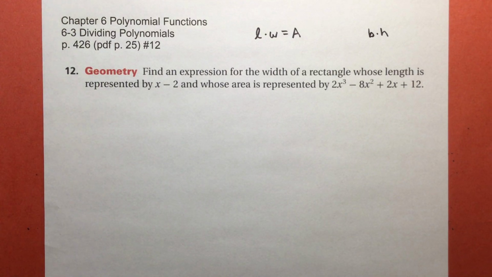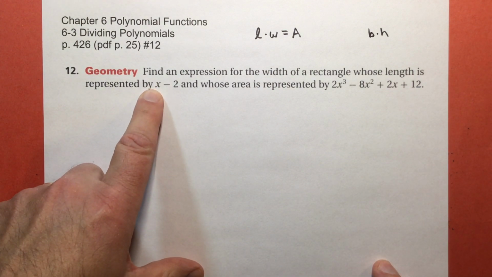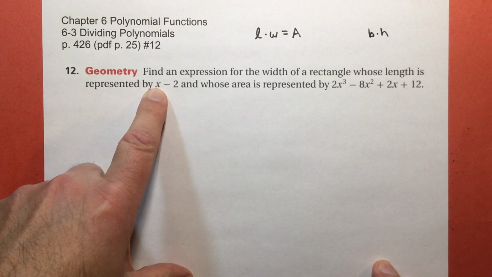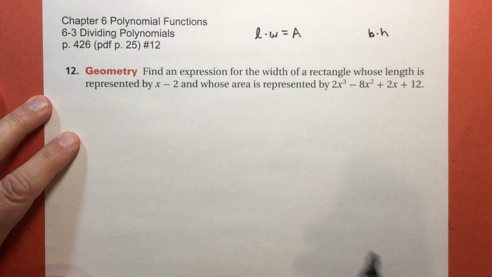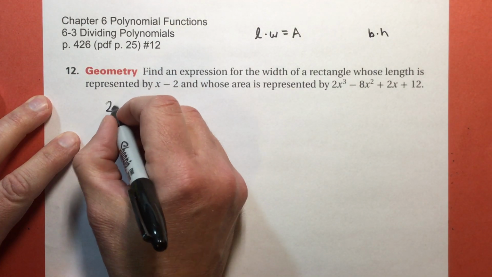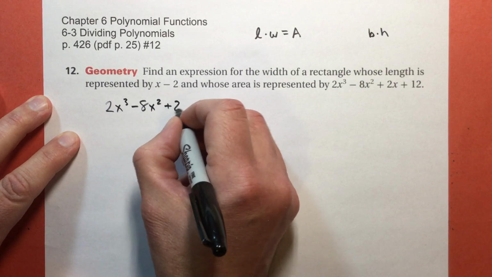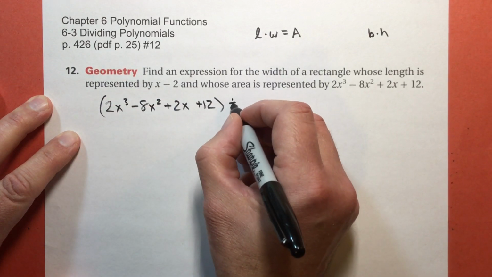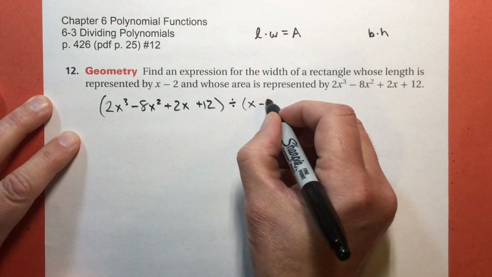Can I do synthetic division? It looks like I can because I have x. If I had any coefficient other than the hidden 1, I couldn't use synthetic division. But since it's okay, yay. All right? So I'm going to do synthetic division. I've got 2x to the third power, subtract 8x squared, plus 2x plus 12. And I'm going to divide that, that's the area, divided by the length, x subtract 2.